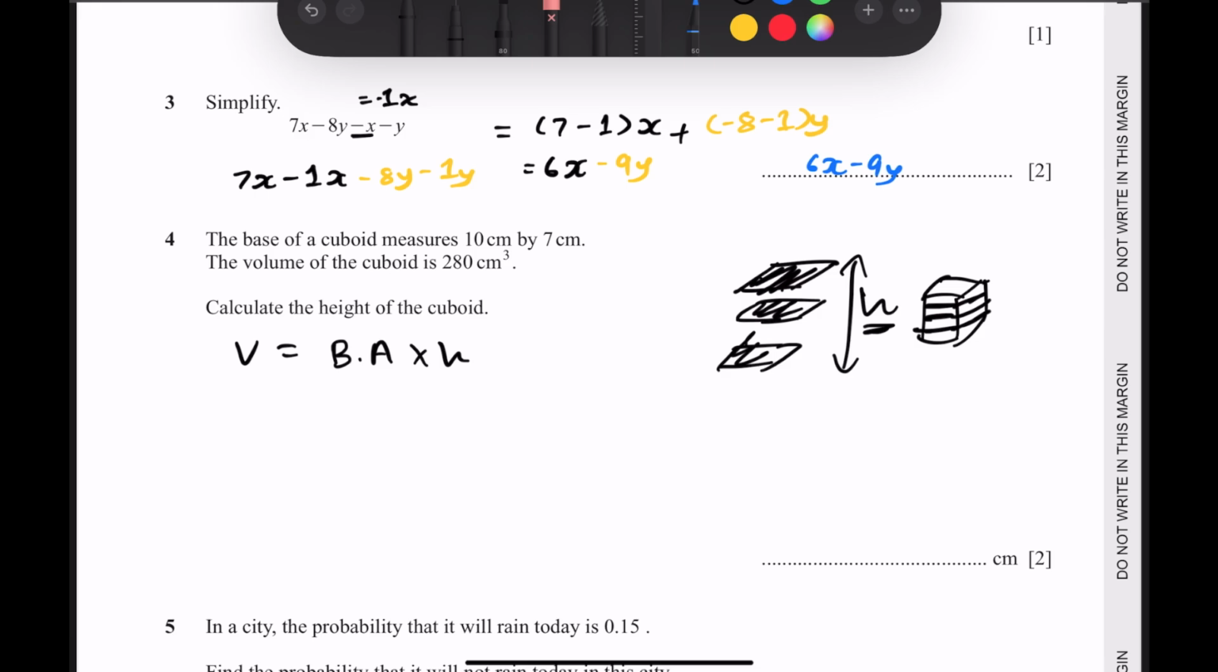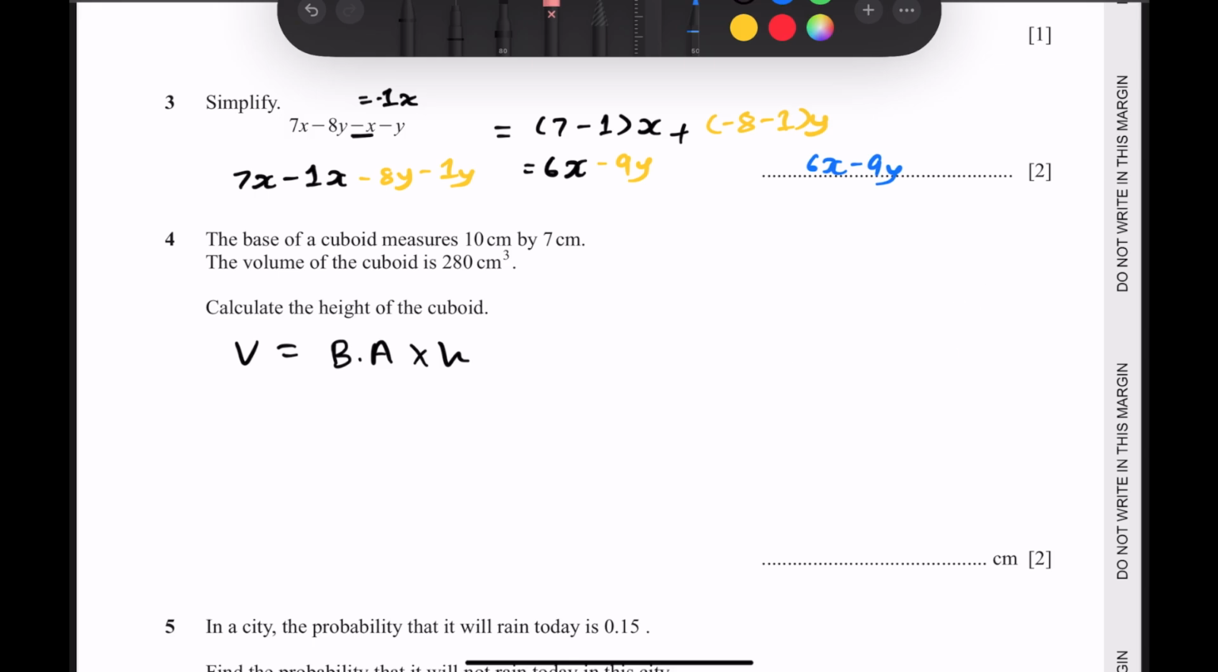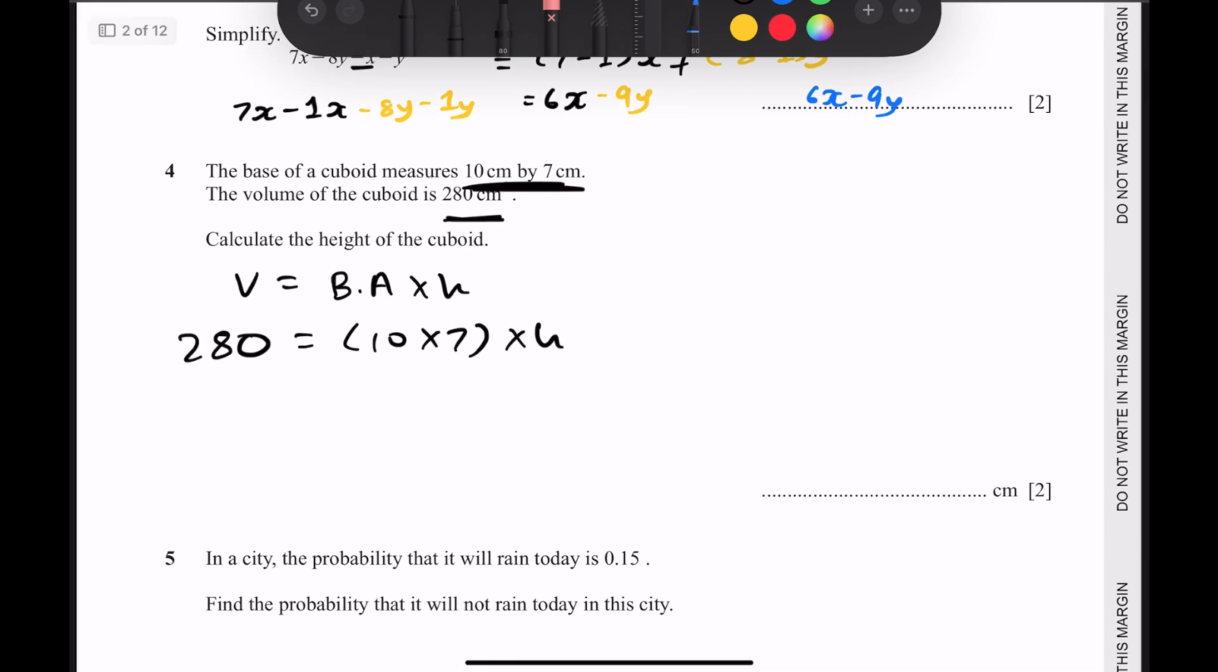So the volume is equal to the base area times the height, and the base area in turn is equal to the length times the breadth, and we have those two measurements, since that's equal to 10 centimeters by 7 centimeters as shown in the question here. So this times height is equal to the volume. Since the volume is written as 280, I'll write that on the left hand side. 280 is equal to 10 times 7 times h, which is 70h. Therefore, h is equal to 280 divided by 70, which is equal to 4. This is your answer for question 4.